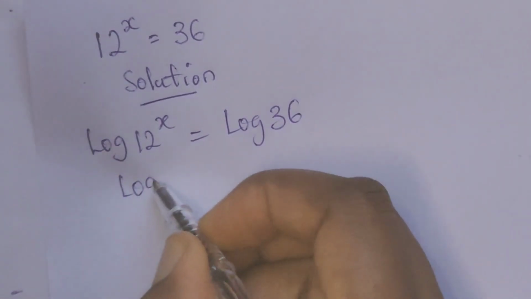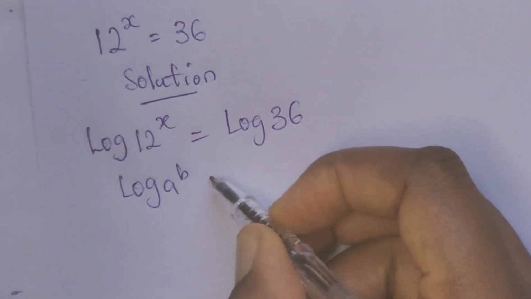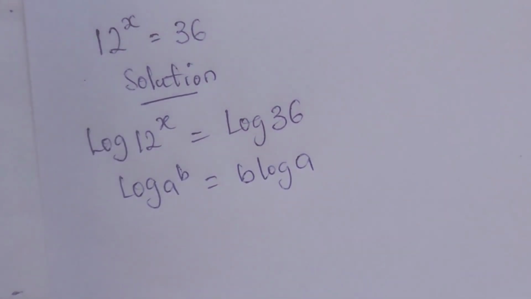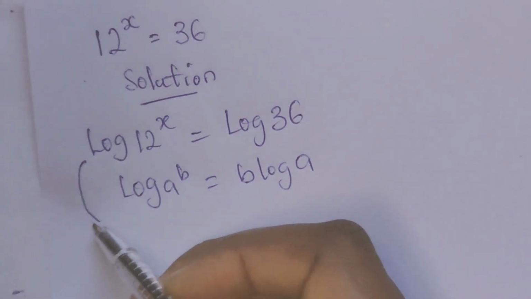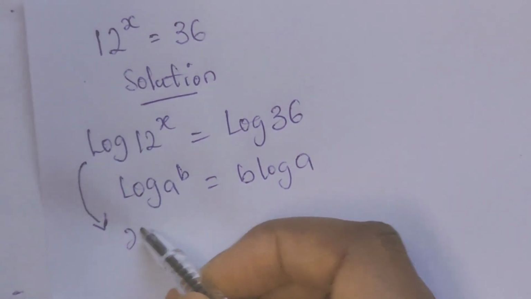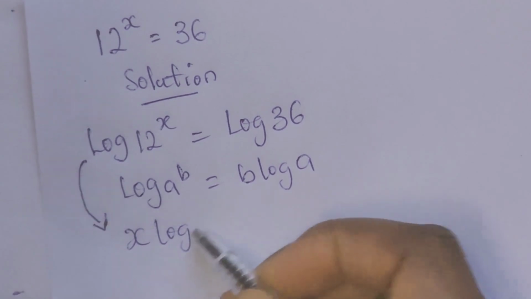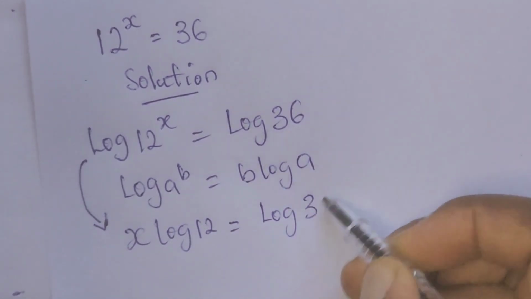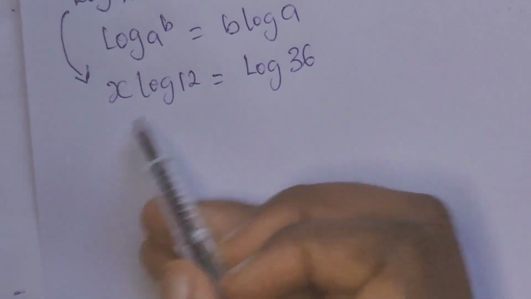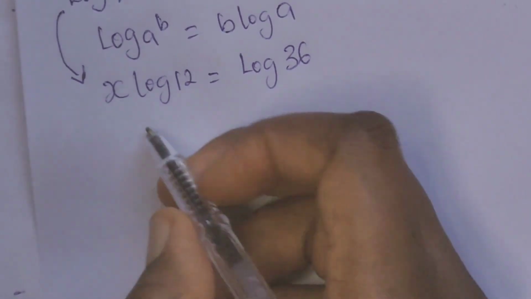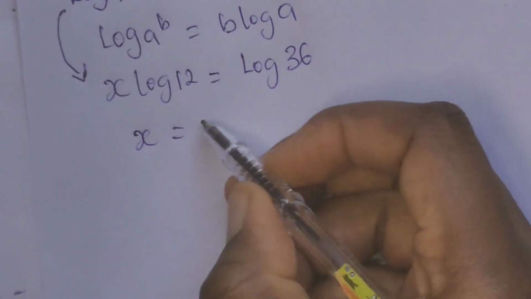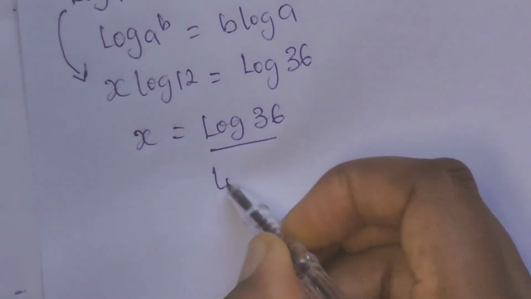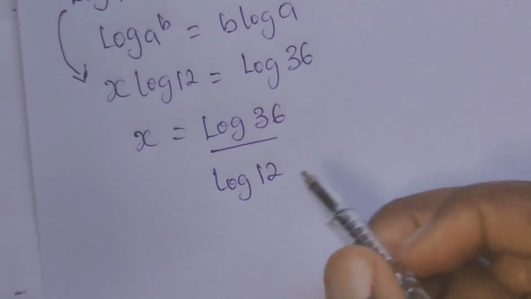But when we have log of a to the power of b, this is the same as b times log of a. So this will become x times log of 12 to be equal to log of 36. So let's divide both sides by log of 12. We have x to be equal to log of 36 all over log of 12.